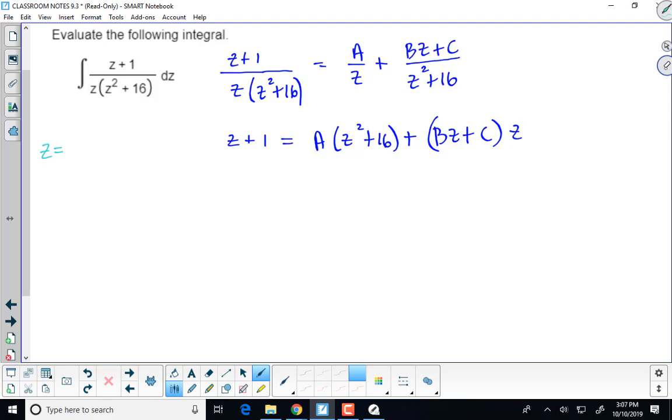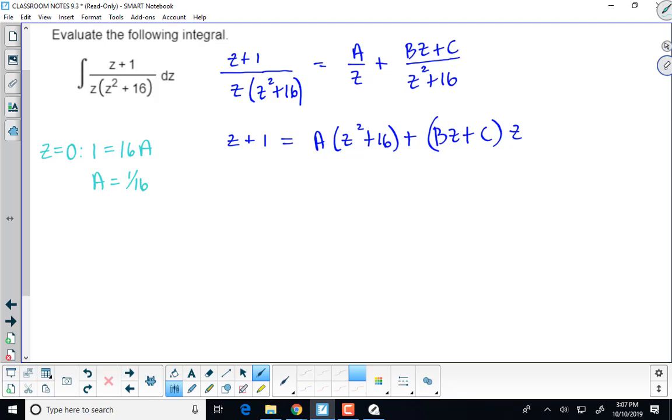Because 0 here is going to wipe out that whole factor. The convenient values are always the zeros of your factors. And we only have one linear factor, so we only have one that has a convenient value. That would be 0, because that will wipe out that whole thing. What about 4i? No i. So 1 equals 16a. So a will be 1/16.